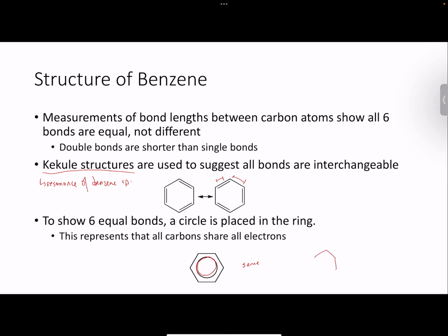So if we draw this, this is just cyclohexane. This would be cyclohexene. So we've got, just to see the name here.